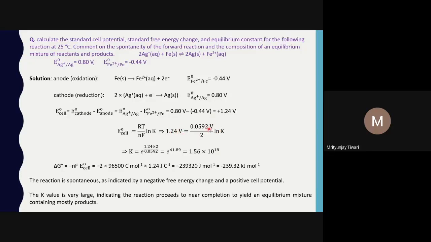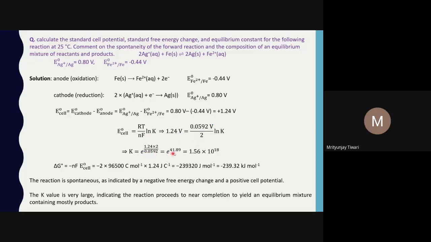This volt will be cancelled out. So ln K will be equal to 1.24 into 2 divided by 0.0592. So K will be equal to, because ln K is base e, K will be equal to e to the power of this value, so e to the power 1.24 into 2 divided by 0.0592.